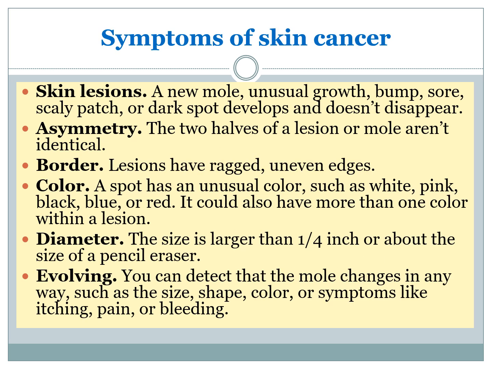Then symptoms of skin cancers. It includes skin lesions, a new mole or unusual growth, bump, sore, scaly patch or dark spot that develops and does not disappear. Then the two halves of the lesion or mole are not identical. Lesions have ragged and uneven edges. Then a spot has an unusual color such as white, pink, black, blue or red. It could also have more than one color within a lesion. The size is larger than 1/4 inch, or about the size of a pencil eraser.